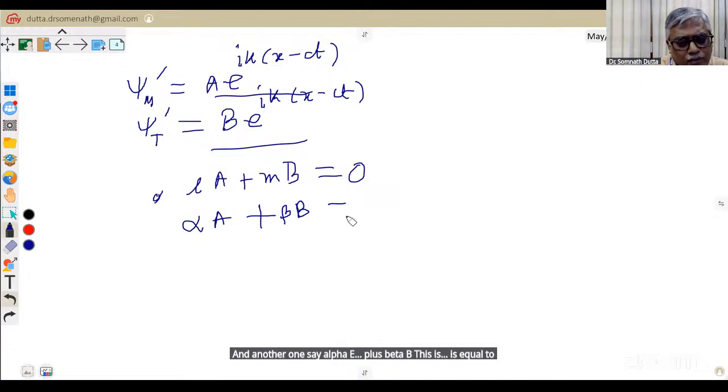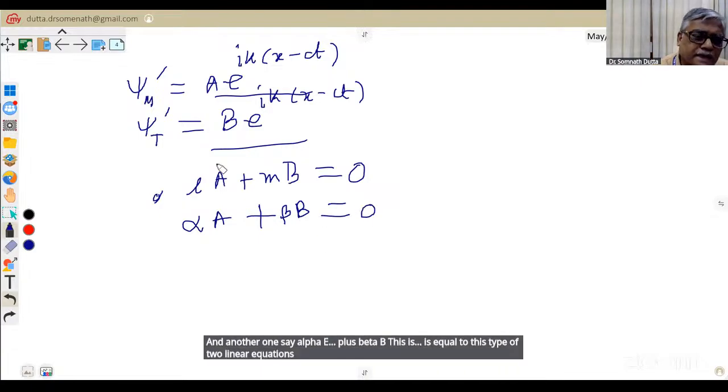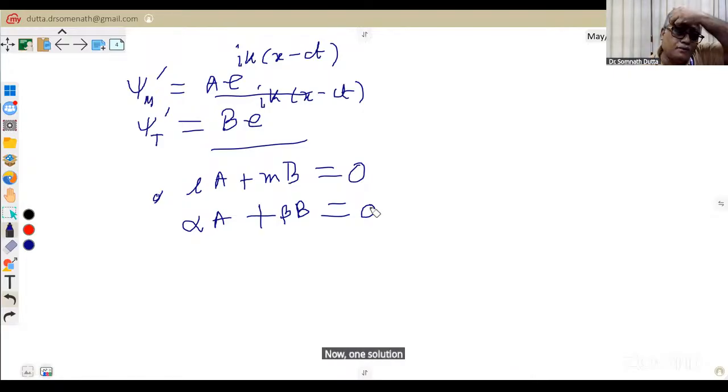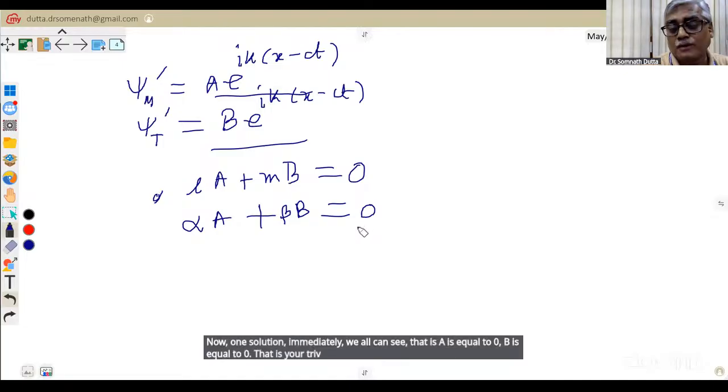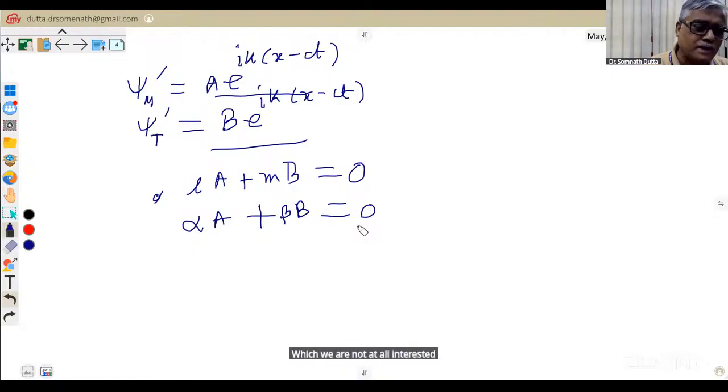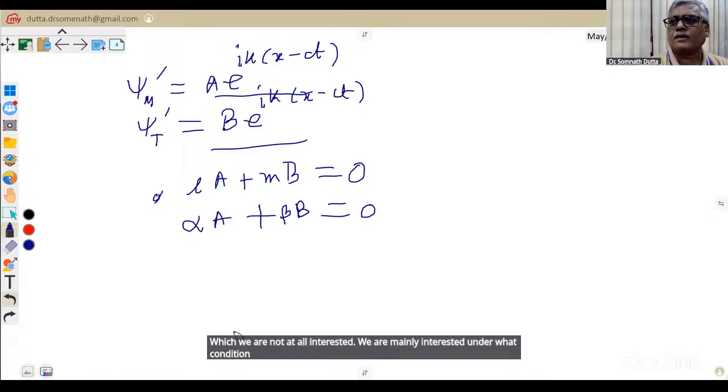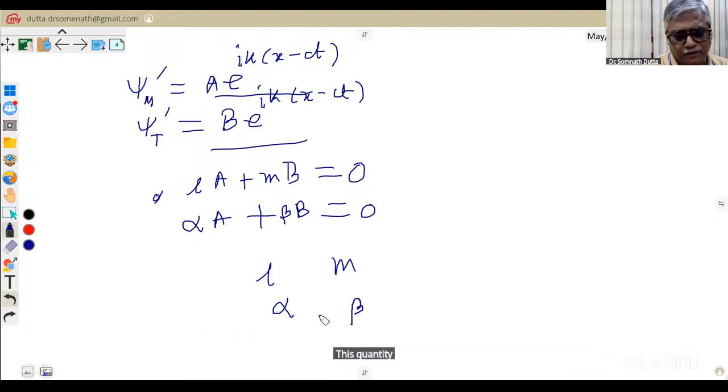This type of two linear equations you will get in terms of A and B. A and B are nothing but the amplitudes of these two perturbations. So now one solution we can immediately see is A equals 0, B equals 0. That is your trivial solution, which we are not at all interested in. We are mainly interested in under what condition these two equations give a non-trivial solution, and for that this quantity should be 0.